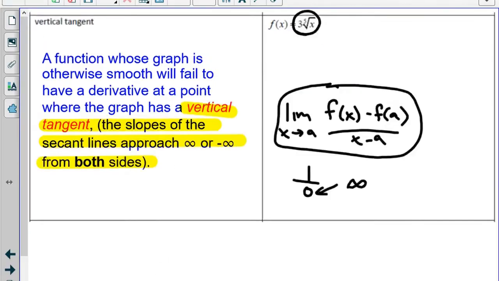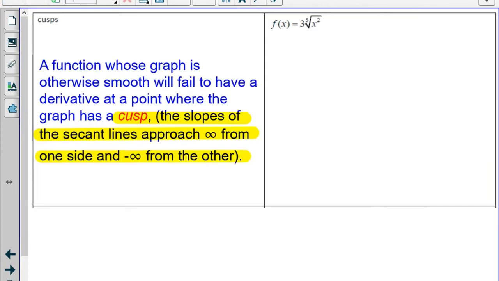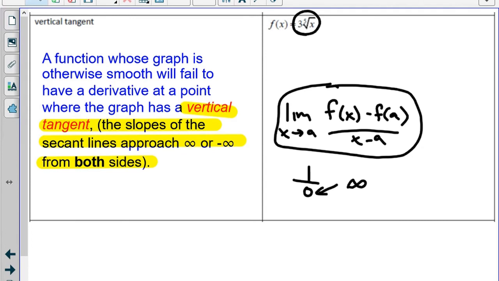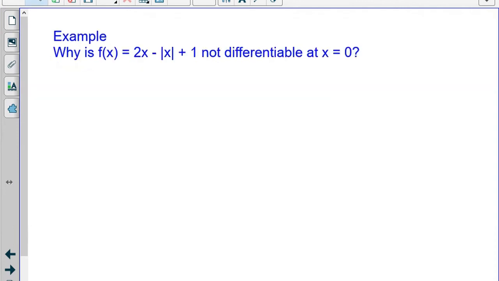Okay, so let's review. A corner is a function that has some kind of point in the graph, and they're both linear. A cusp has some sort of weird point where they meet up, but they're both curved going into it. A vertical tangent is a graph that actually goes vertical at one particular point, and a graph that's discontinuous is a graph that has a gap in it. Okay, I will let you do the 3 problems that are on the back. I'll pause for 5 seconds and then I will go into it.